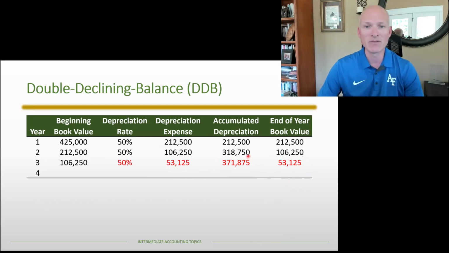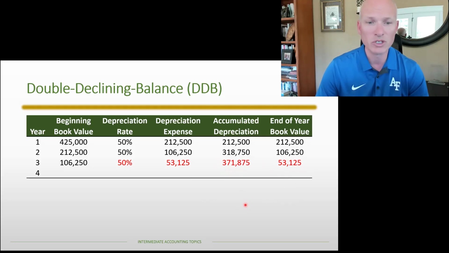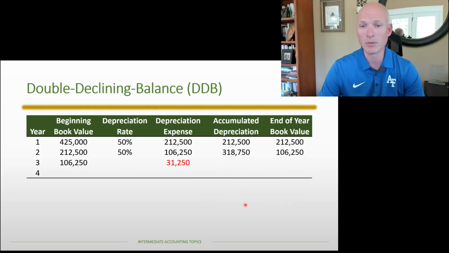Remember, at the end of the life, no matter the method, the book value has to equal the residual value, and the accumulated depreciation cannot be more than the depreciable base. Remember, the depreciable base was 350,000. And so instead, what we have to do is essentially plug a number. Say, well, we need this balance since the normal depreciation is too much. We plug in the amount. In other words, we stop depreciating the asset.